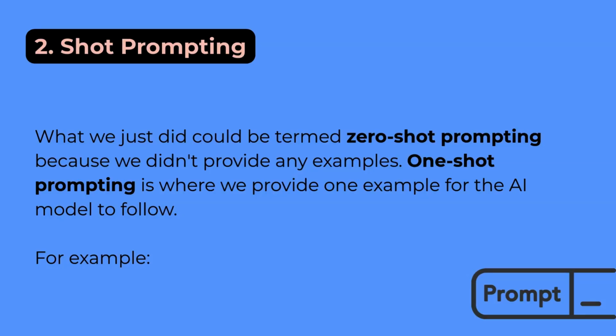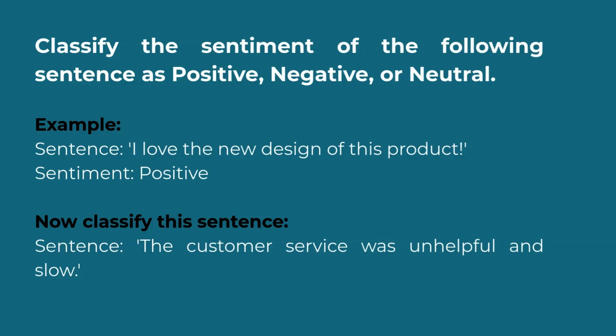Okay, number 2, shot prompting. What we've just done could be termed as zero-shot prompting because we didn't provide any examples. But one-shot prompting is where you provide at least one example for the model to use. Now, of course, this will depend on what kind of prompt you're giving. So let's give an example here. If I wanted AI to classify the sentiment of the following sentences as either positive, negative, or neutral, it would probably be wise of me to give it one example.